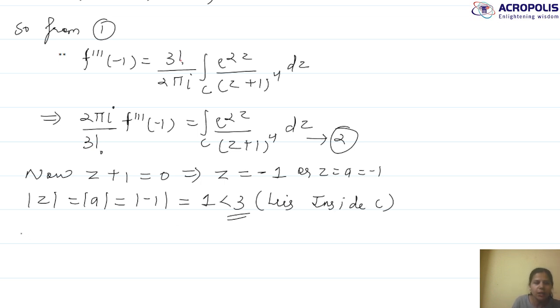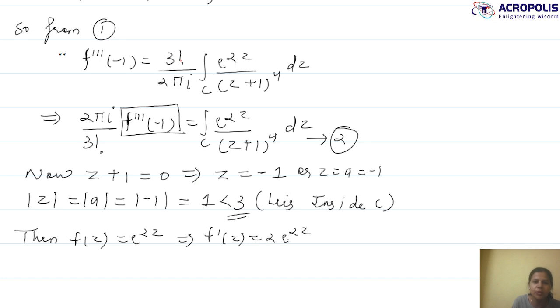Now for equation first, you just need to find the value of the third derivative at the point minus 1. Here f of z is e to the power 2z. Differentiate it 3 times. f dash z is 2 e to the power 2z. f double dash z is 4 e to the power 2z.